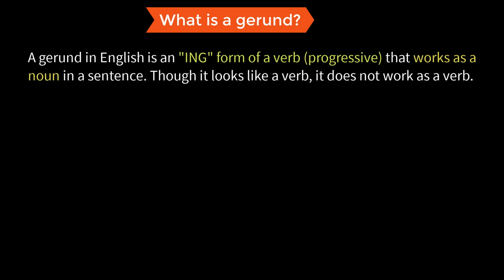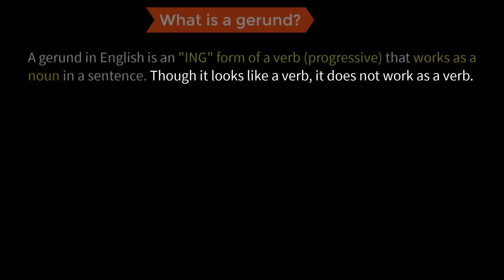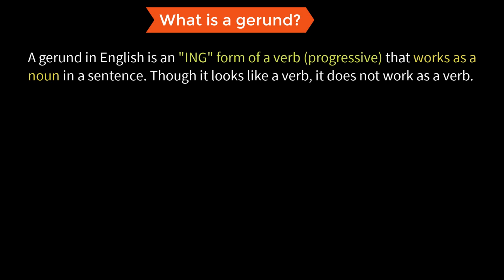So let us understand what a gerund is in English. A gerund is nothing but an ing form of a verb, a progressive form of a verb that does not act as a verb in a sentence, but acts as a noun. Guys, it's very important to understand. It looks like a verb, it's made out of a verb, but it acts as a noun in a sentence. It does not work as a verb.